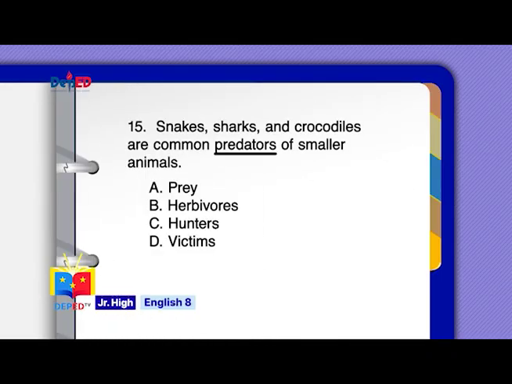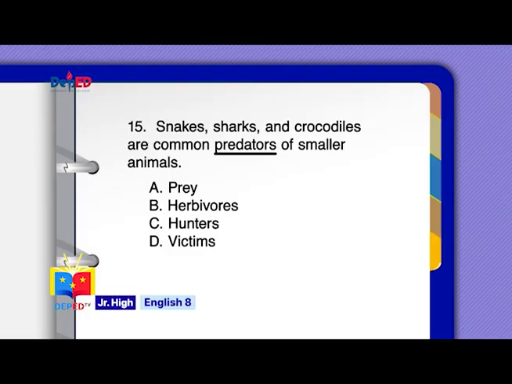And the last one, number 15. Snakes, sharks, and crocodiles are common predators of smaller animals. The underlined word is predators. And here are your choices. Letter A, prey. Letter B, herbivores. Letter C, hunters. And letter D, victims.